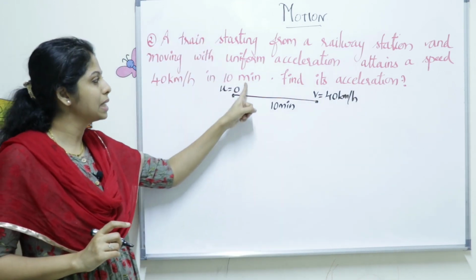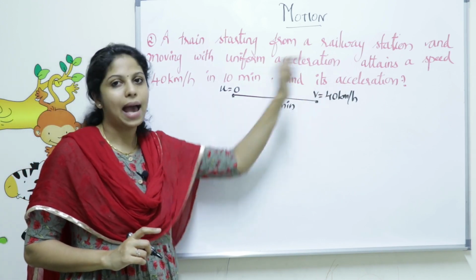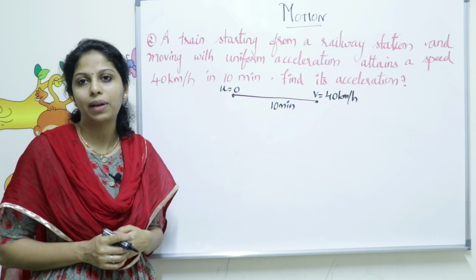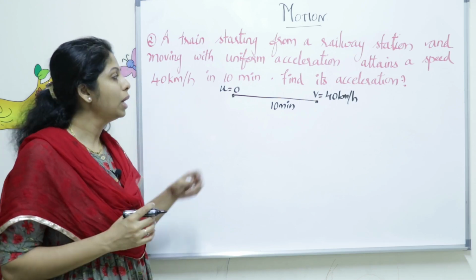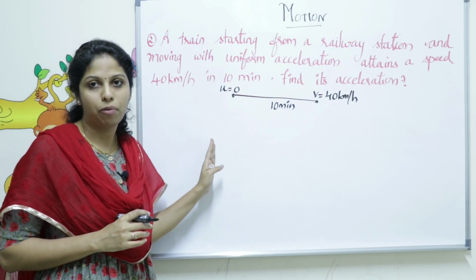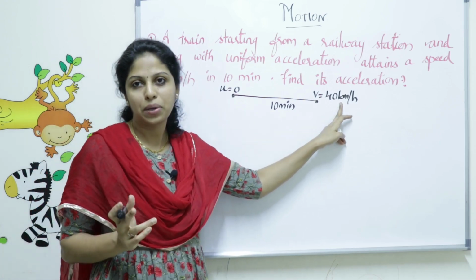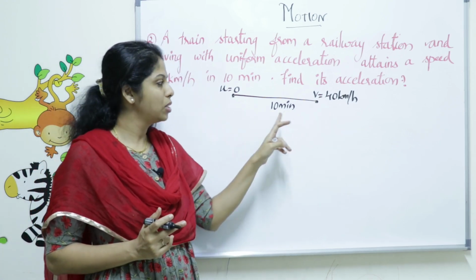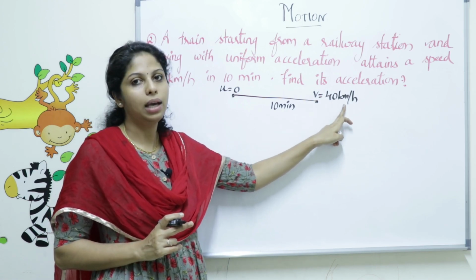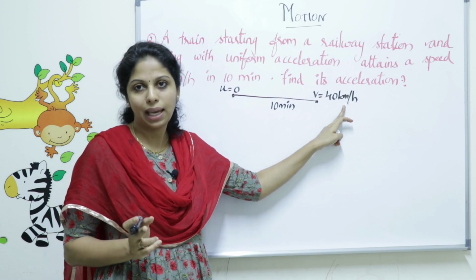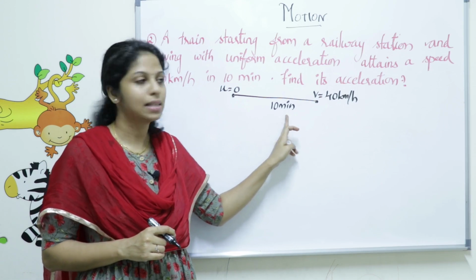And what is the time it has taken? It has taken 10 minutes. And now they are asking you to find the acceleration. As usual, you know the formula for acceleration: a is equal to v minus u by t. But before applying the values into the formula, we have to convert, because the SI unit of velocity is meter per second and the SI unit of time is seconds. Here they have given kilometer per hour, which we have to convert into meter per second, and minutes, which we have to convert into seconds.